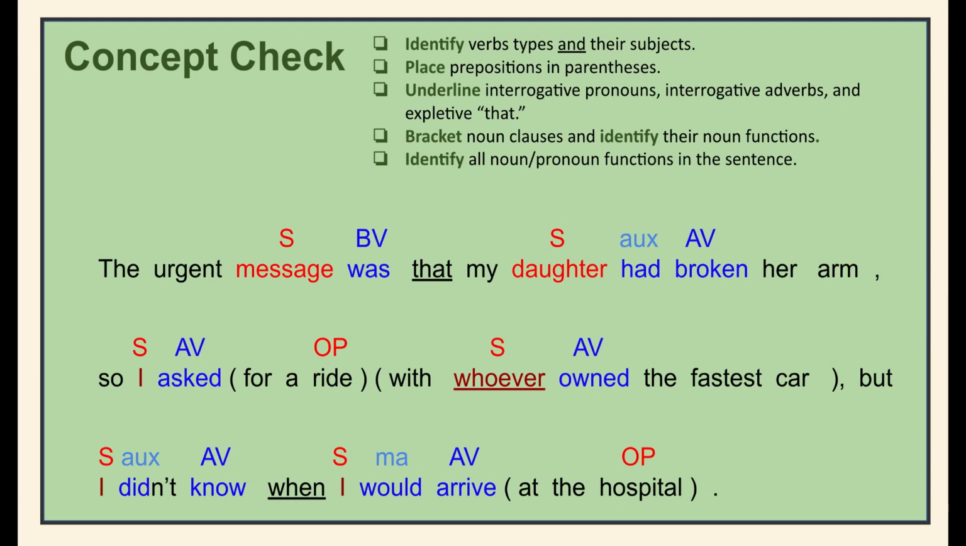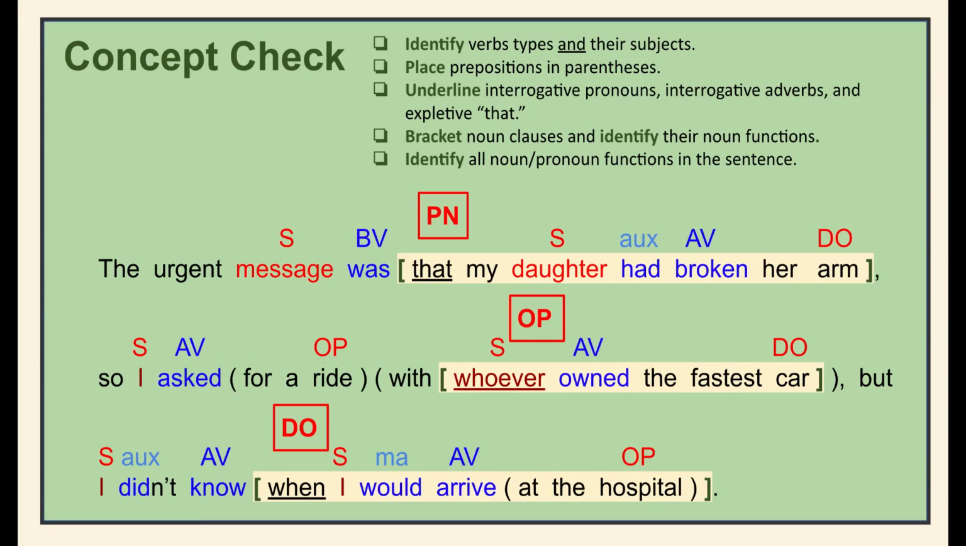Our next step is to underline interrogative pronouns, interrogative adverbs, and expletives that. These signal words alert us to the beginning of dependent clauses. The first signal word is the expletive that. The next is the interrogative pronoun whoever, and the final signal word is the interrogative adverb when.